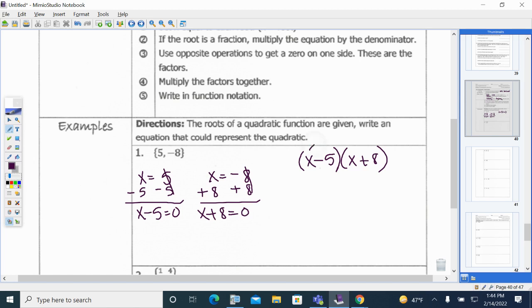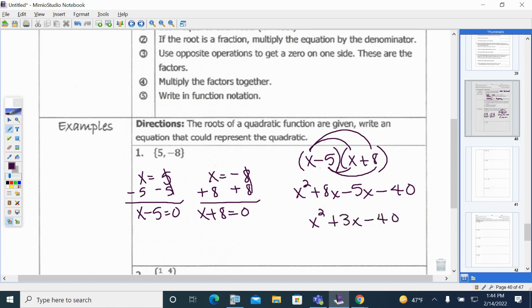So foiling this out, x times x is x squared. x times 8 is a positive 8x. Negative 5 times x is negative 5x. And negative 5 times 8 is a negative 40. And then I'm going to combine my like terms in the middle. 8x minus 5x is a positive 3x. Bring down that minus 40.